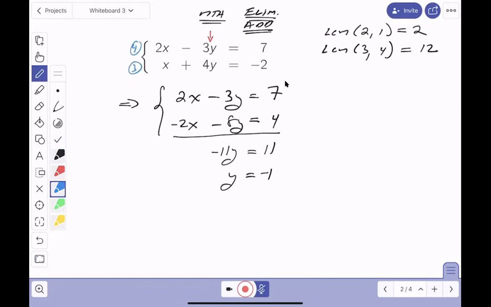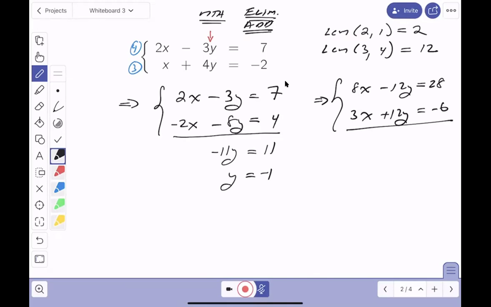Now, some people say row 1, row 2. It's up to you. Let's go through that. What would that produce? Well, 8x minus 12y equals 28. Well, 3x plus 12y is equal to -6. Now, someone's going to say, do mistakes ever happen? Of course they do. We're going to check whatever we get to see if it's right.